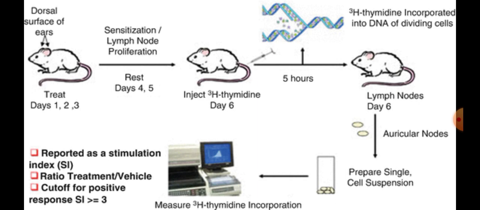The test chemical will be applied, and 5 days after the first topical application, 20 mCi of 3-hydroxythymidine is injected intravenously, and then 5 hours later the auricular lymph nodes are excised and processed for scintillation counting. Optionally, a tracer substance such as 3-hydroxymethylthymidine or bromodeoxyuridine is injected intraperitoneally for lymphocyte incorporation. The animals are then euthanized and their lymph nodes are removed and analyzed.